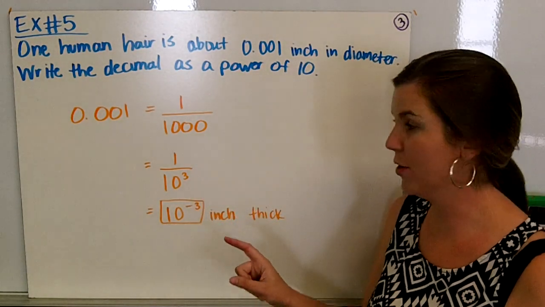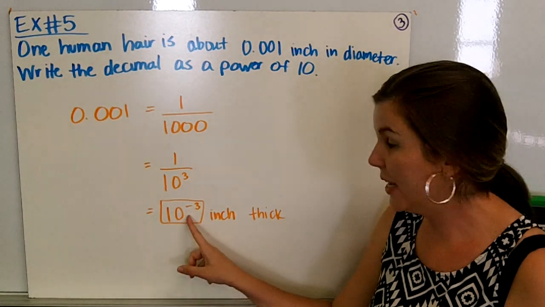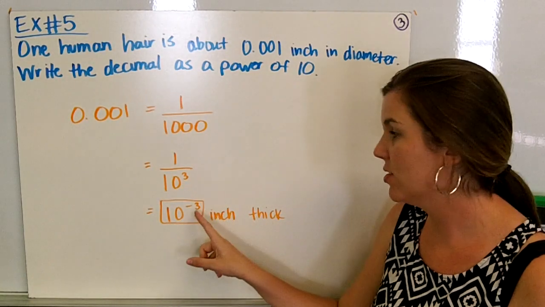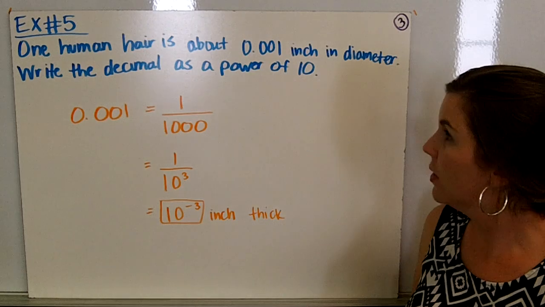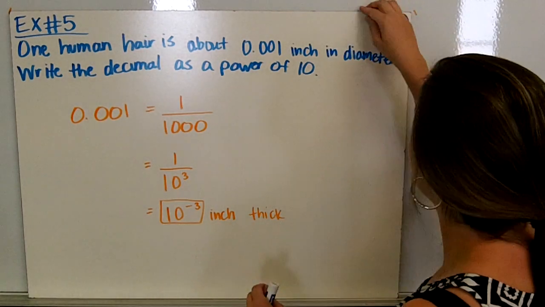1 over 10 to the 3rd power can be rewritten as 10 to the negative 3rd power. Remember, switch the side of the fraction and change the sign of the exponent. So 1 human hair is about 10 to the negative 3rd power inches thick.